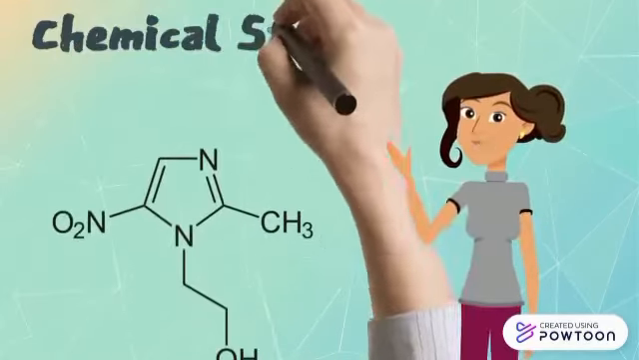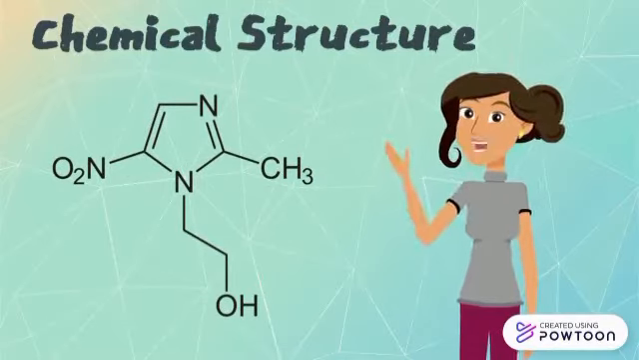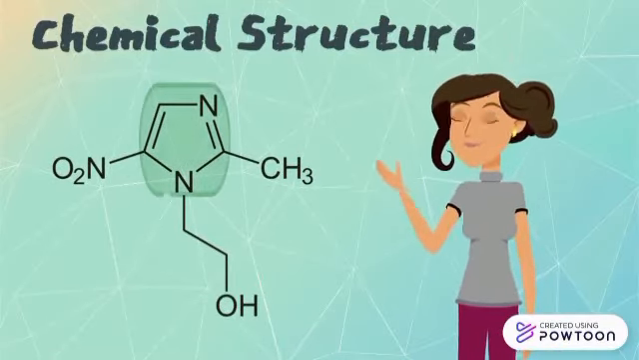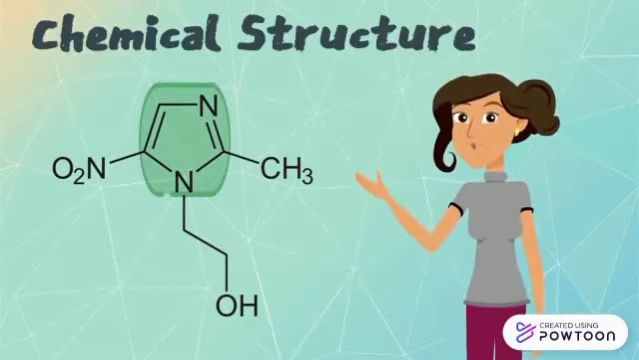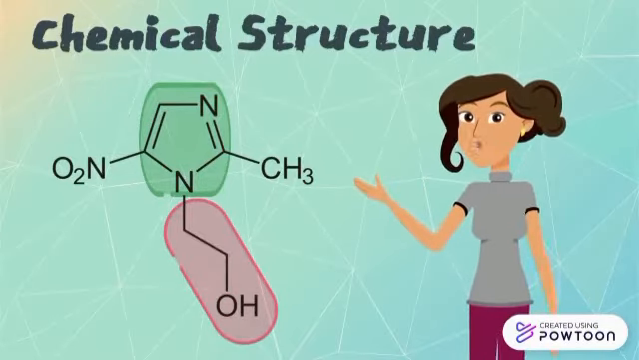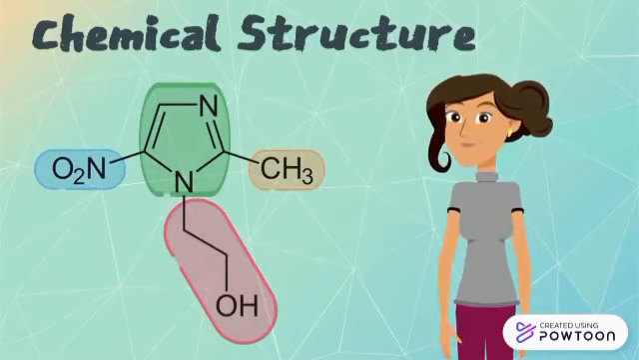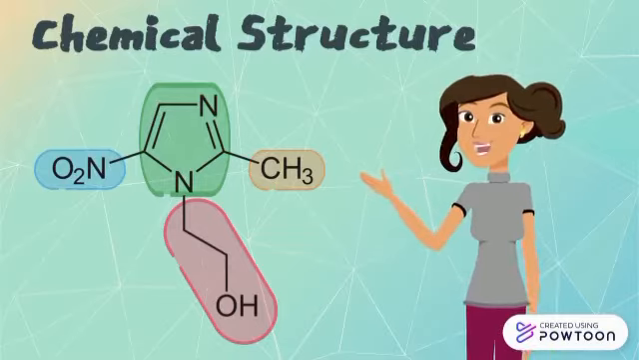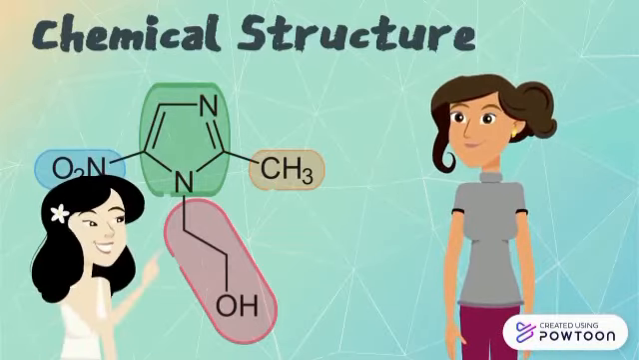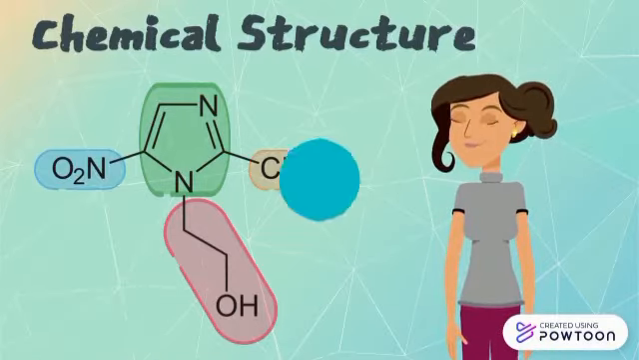This is the chemical structure of metronidazole. As we can see here, it has an imidazole with substituent groups, which are 2-hydroxyethyl, nitro, and methyl group, located at C1, C2, and C5. Well done, but how does it work?